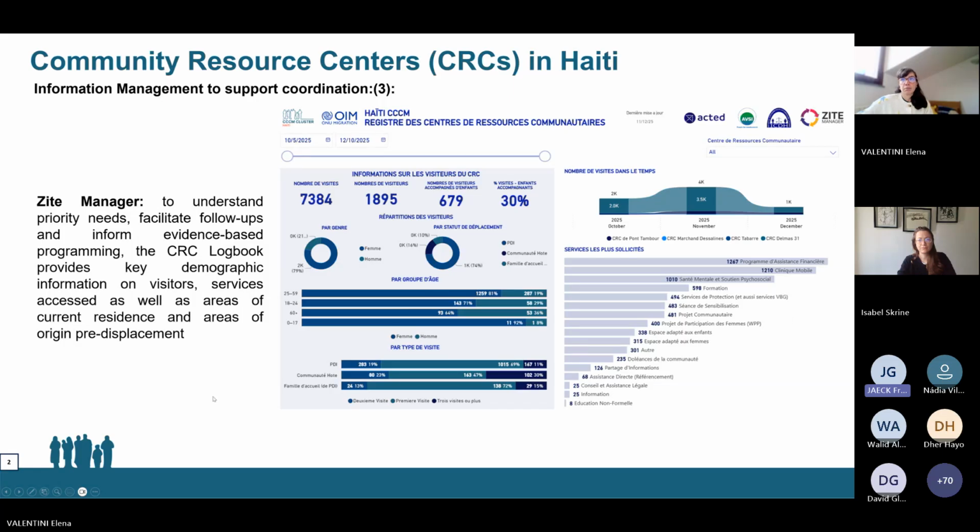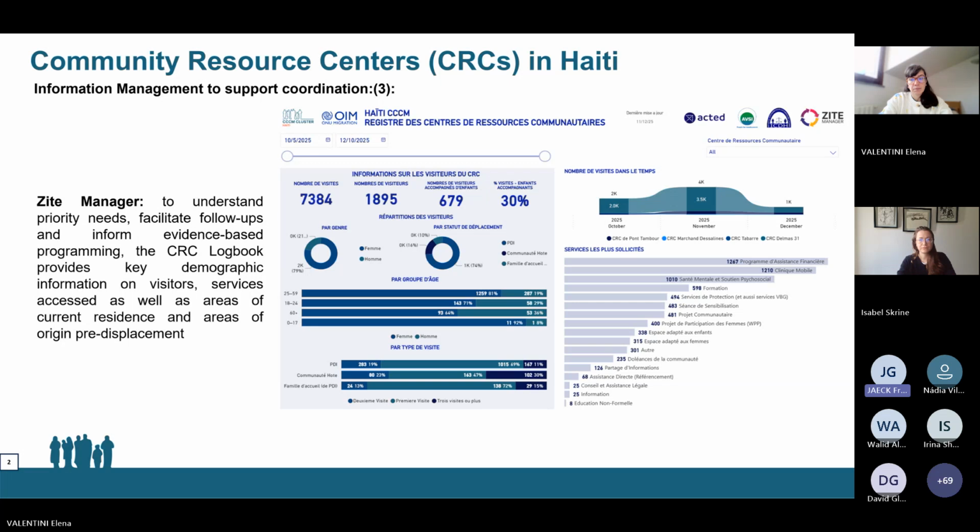Basically, this CRC logbook allows us to understand priority needs, facilitate follow-ups, and inform evidence-based programming in a given catchment area and in a given CRC. It provides key demographic information on the visitors. We're able to know whether visitors are coming for the first time, for the second or third time, what services they're accessing, where they're coming from, where they were living prior to displacement, and where they are living currently after their displacement. This allows us to have information on the displacement profile and the visitor profile of people that come to the CRCs. We have sex and age disaggregated data.